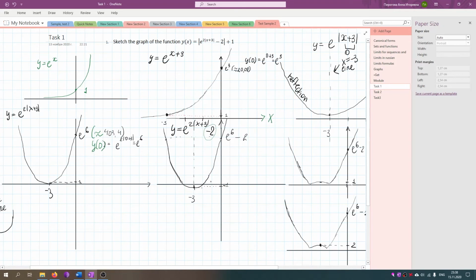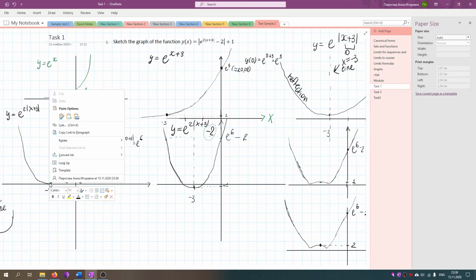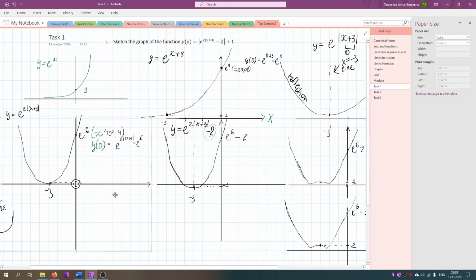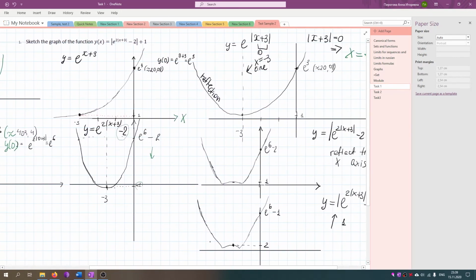So as you can see, here the point was 1, and now it becomes minus 1. So we shift our graph down along the y-axis, and here are our new coordinates.